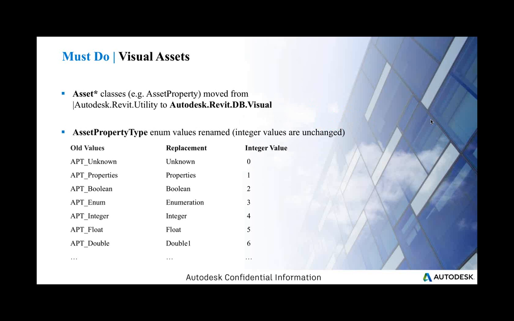Another area in which we have some changes is regarding visual assets. So the asset classes have been moved from the utility namespace to a so-called visual namespace, and the enum values have been renamed to more readable values, an enumeration.